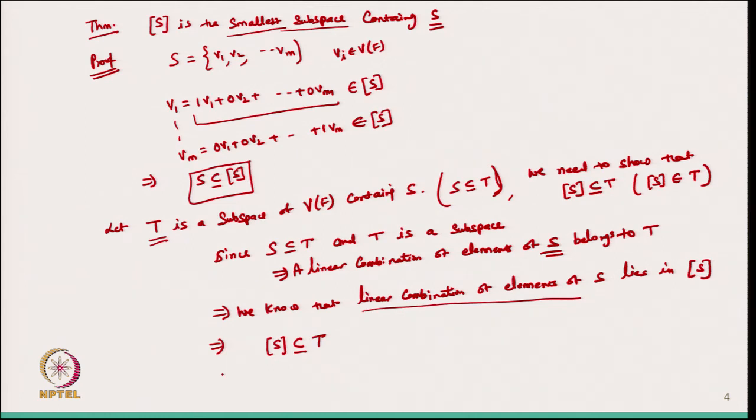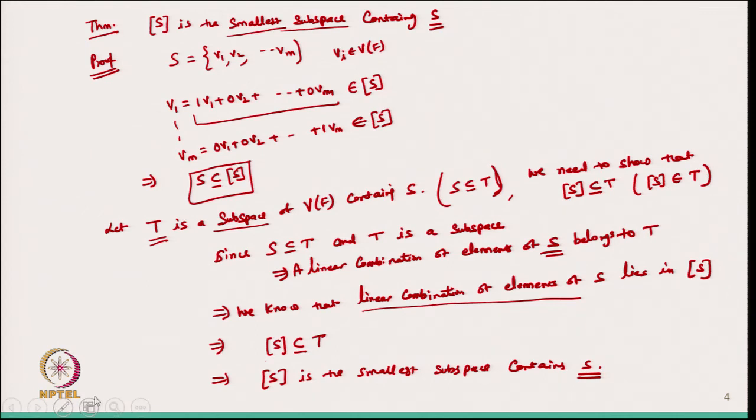And definitely this is the smallest one, because I cannot find any other subspace T which will be contained in this one, because I have chosen the subspace which contains S, and I found that the span of S is also contained in T. So, from here I can say that this is the smallest subspace that contains S. S is always lying in the span of S. So, this is the way we can show that the span of S is the smallest subspace containing S.